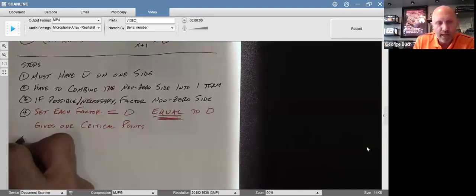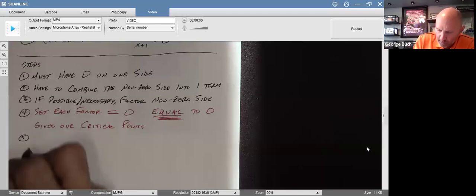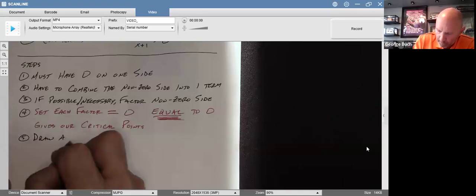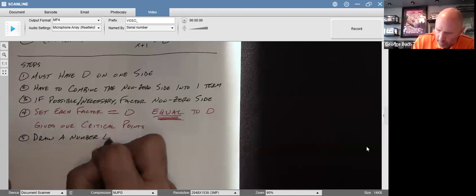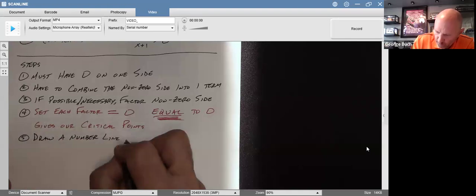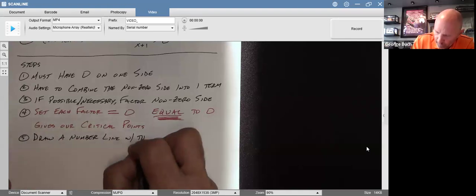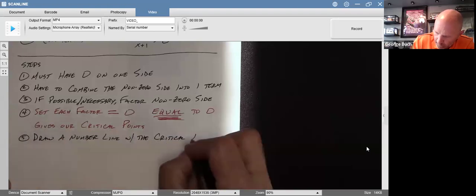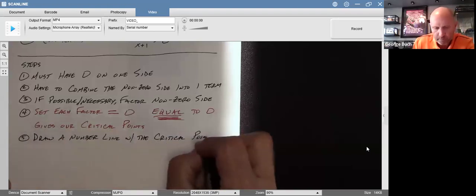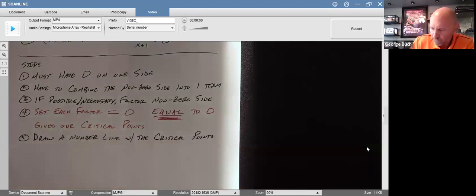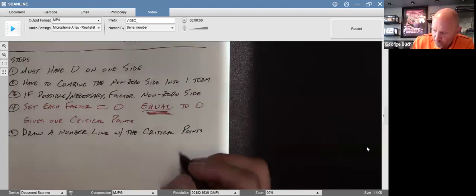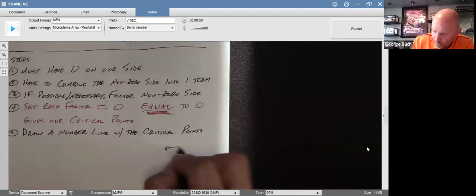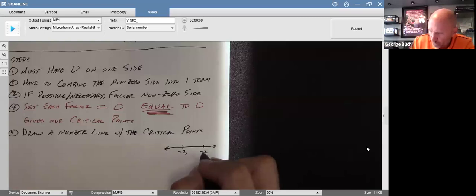Once we have that, we draw a number line with the critical points. So let's say, for example, I found out my critical points are -3 and +2. So I draw this number line: -3, -2, I'm sorry, +2. -3 and +2.